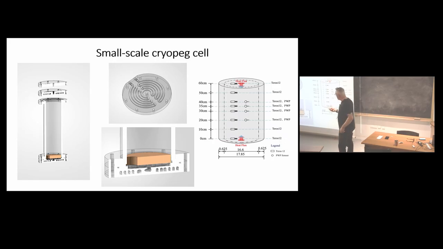So this one is a new one. It's a Chinese researcher who has been in the lab for 2 years. It's the small-scale cryopeg cell. So that's just a plexiglass cell, with temperature control at the bottom and the top, and we have a porous stone at the base, so we can have bottom-up freezing, top-down freezing, or two-sided freezing. And it is equipped with thermistors, TDR for humidity, and pore water pressure. So we measure everything like that.